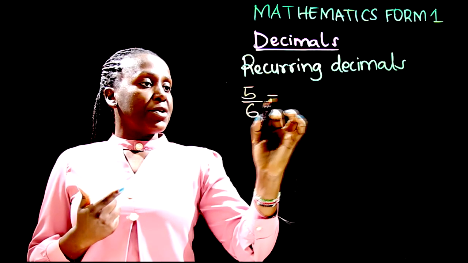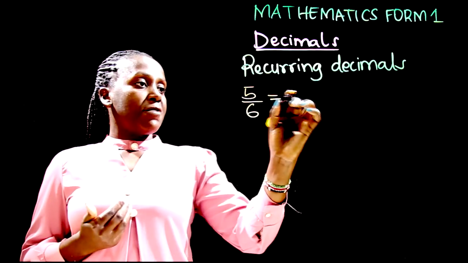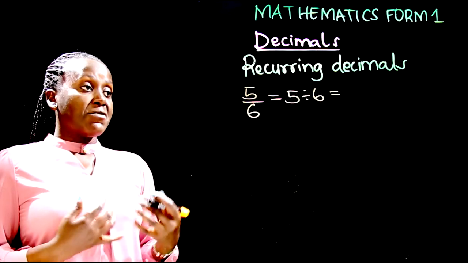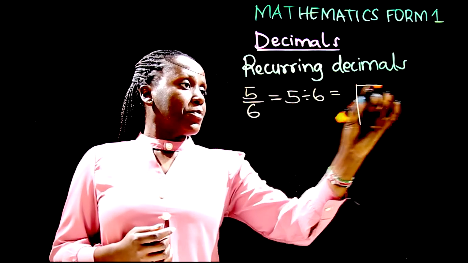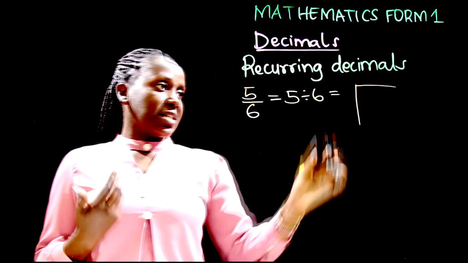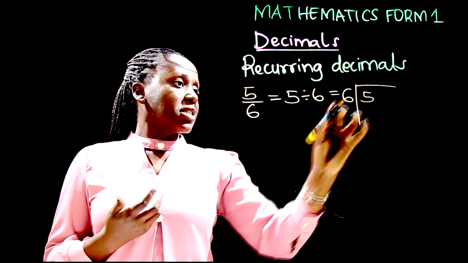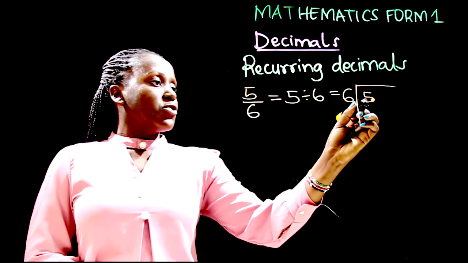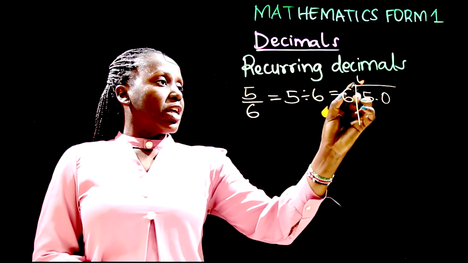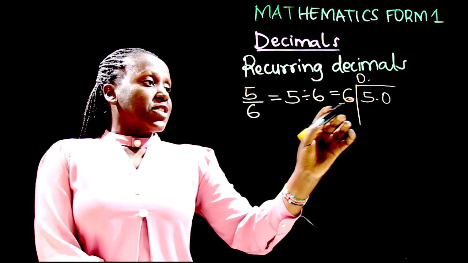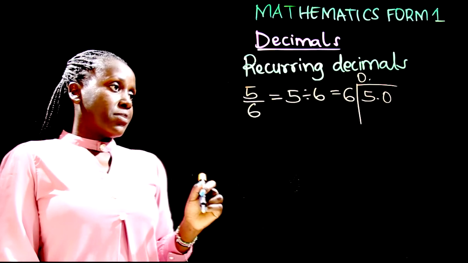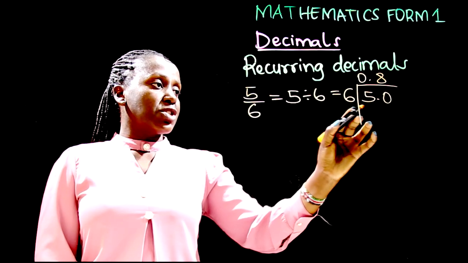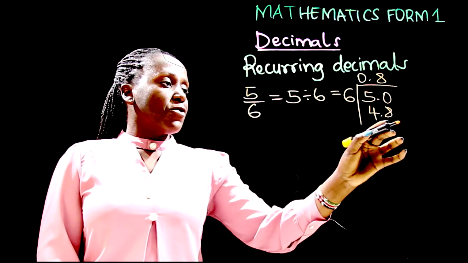Remember what we said, you write this as if you're dividing normally. 5 divided by 6. Then you do the long division. If you try to divide, 5 is less than 6. So we need to add a decimal point and a 0, then 0 point here. 6 goes into 50 how many times? It goes in 8 times, because what is 8 times 6? 48. So this will be written as 0.8.